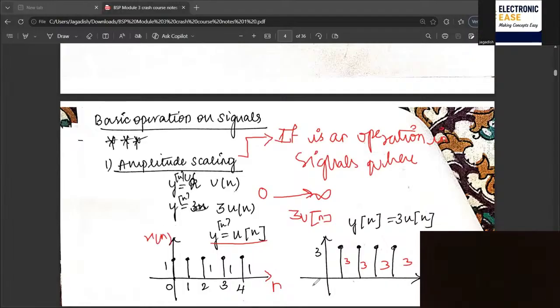So here 0 in my notes. So some mistakes I have done. Sir, I am not understanding. What? Sir, I am not understanding. This amplitude. Which one, you signal? Amplitude signal, sir.